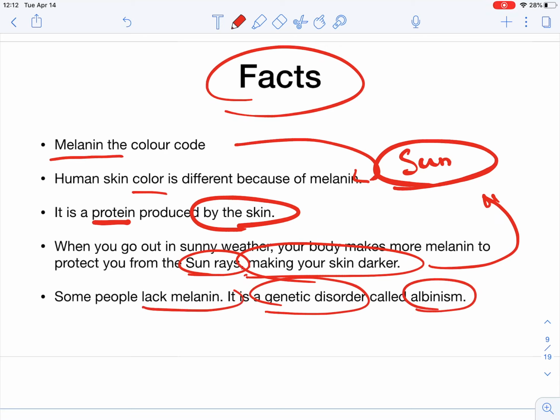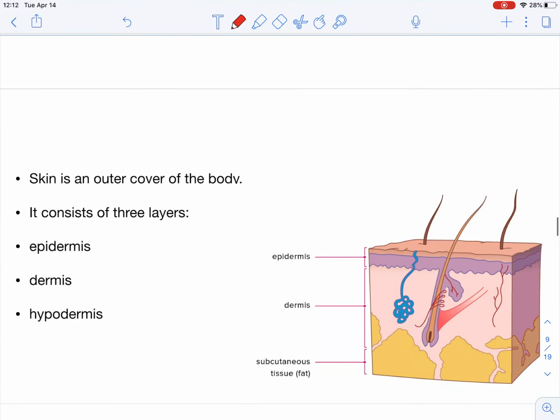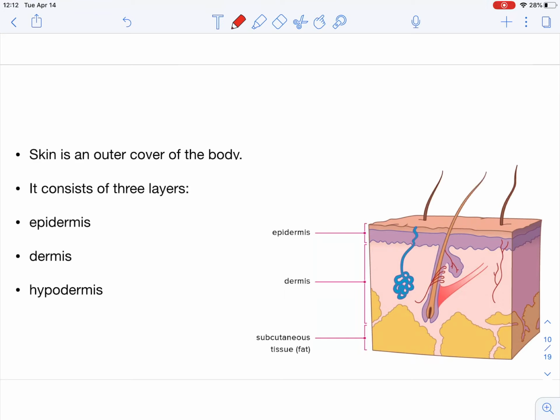But some people have a genetic disorder like albinism. People with albinism have a lack of melanin. It means they don't have melanin, they cannot go under the sun, and they look white.